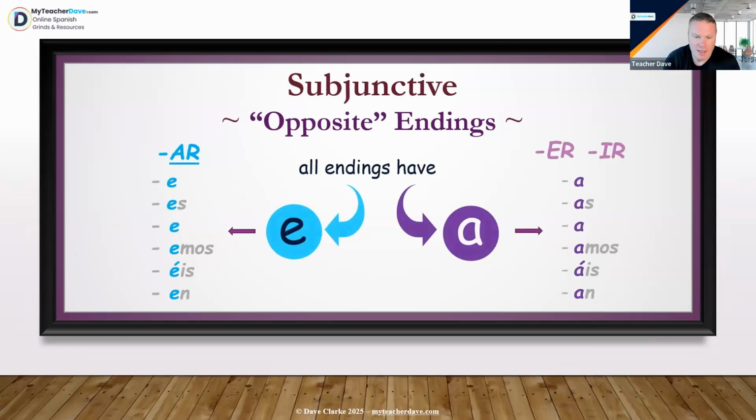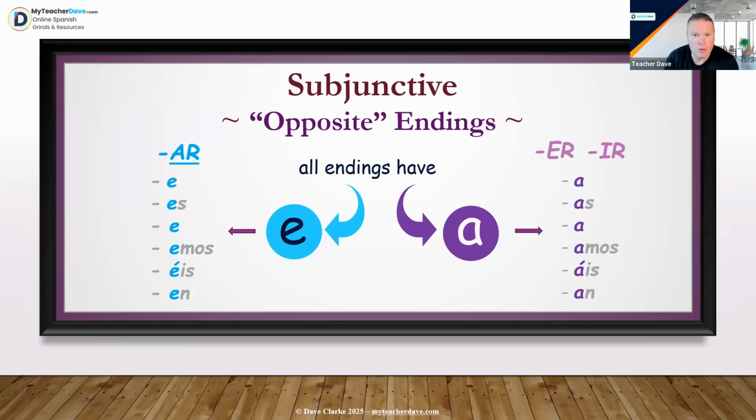So these are the endings for our present subjunctive that we saw in our previous class. We know that the endings for the subjunctive in the present tense are the opposite to what we would normally expect. In other words, AR verbs all have an E in the endings, and ER and IR verbs are put into one group, and they all have A in their endings.